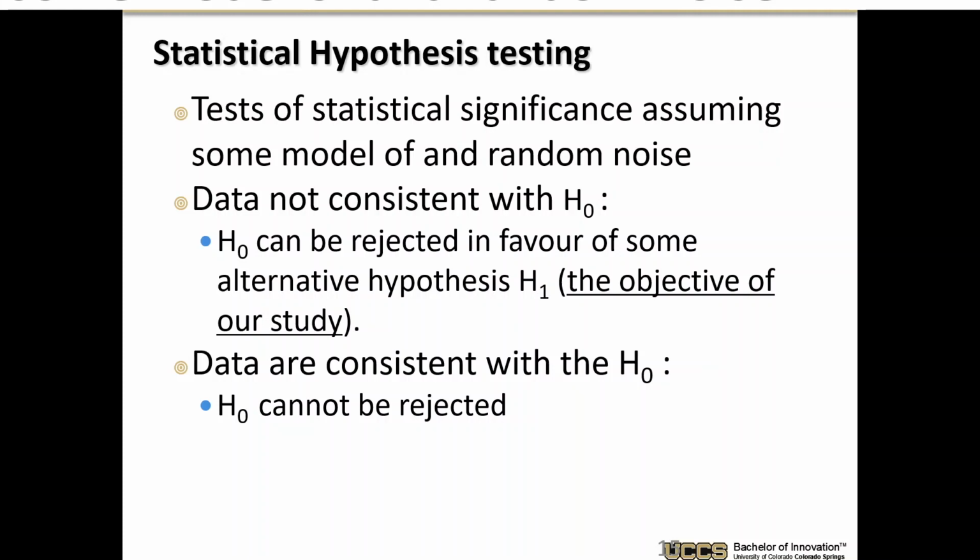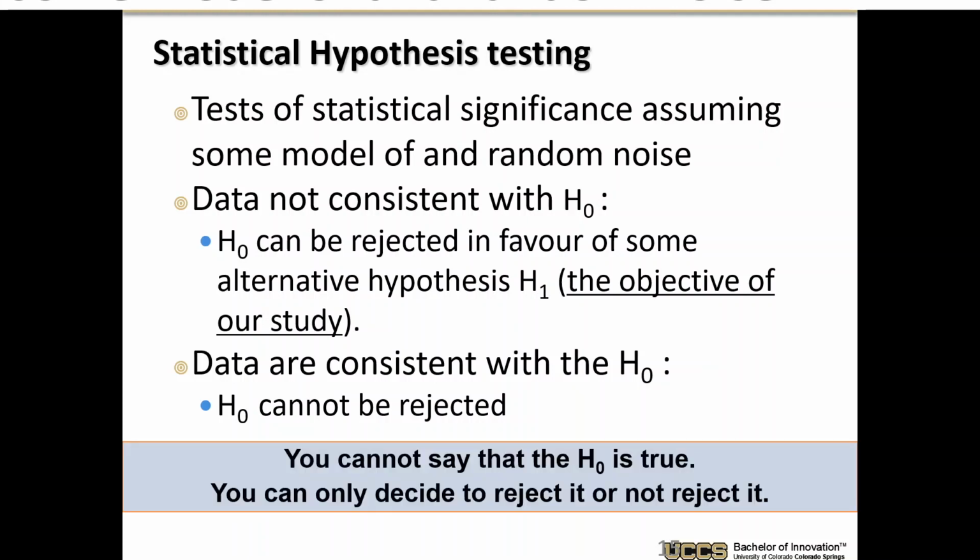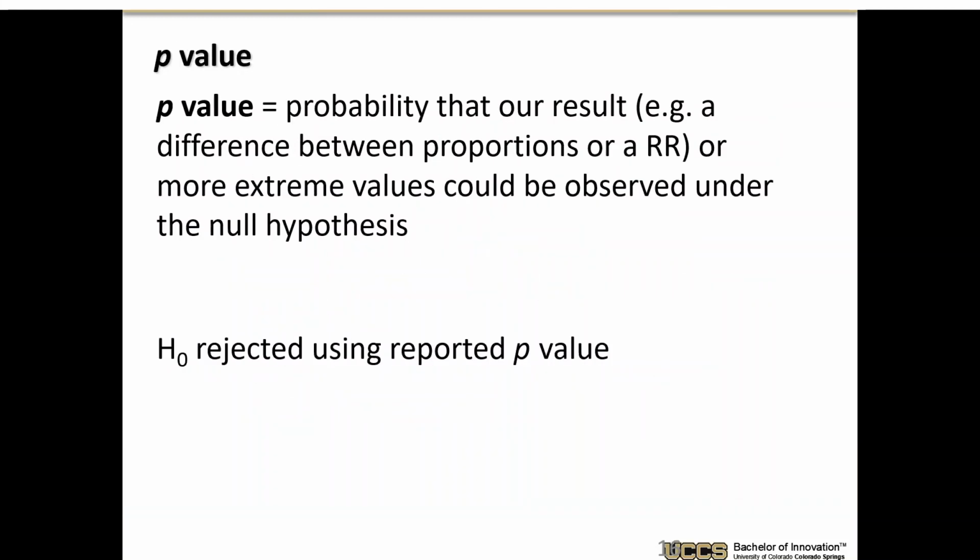So we're going to basically have two things, the statistical testing and random noise. If, based on some random noise assumptions, the data is not consistent with a null hypothesis, then I can reject it in favor of something else, which is really what we want to do. Or if the data is consistent with the null hypothesis, then we can't reject it. Okay? And again, beating this up one more time, you can't say that H0 is true. You can always decide to reject or not reject.